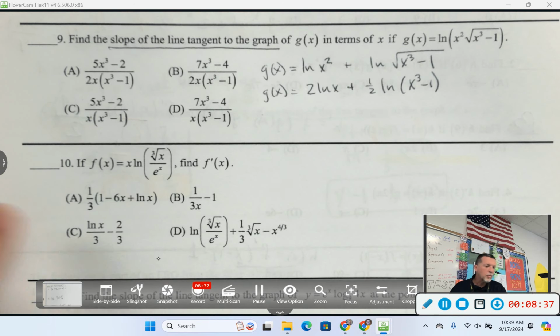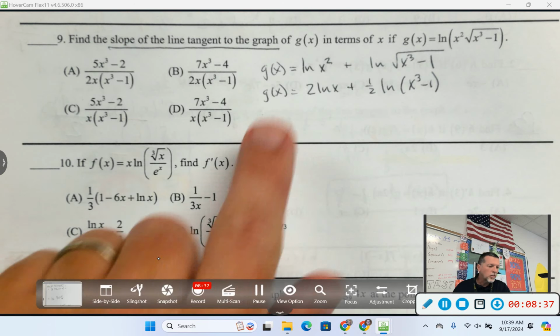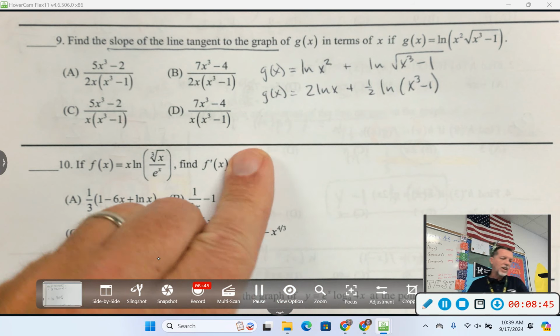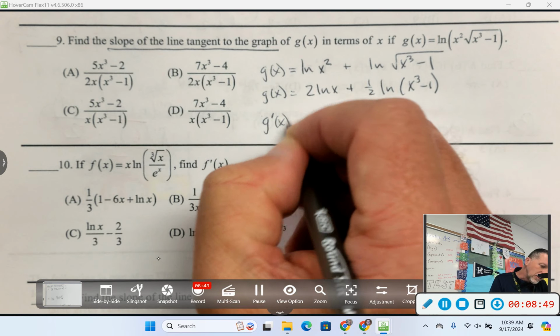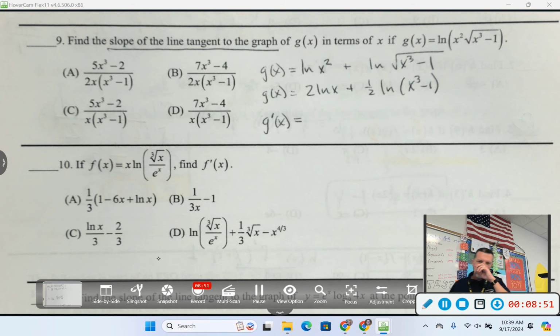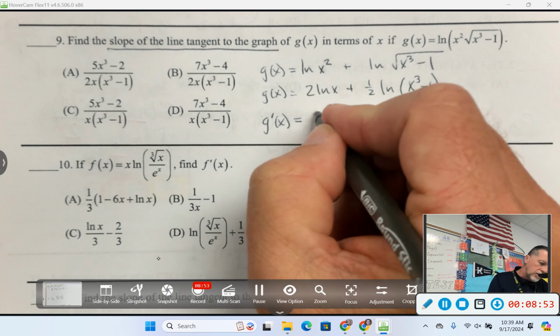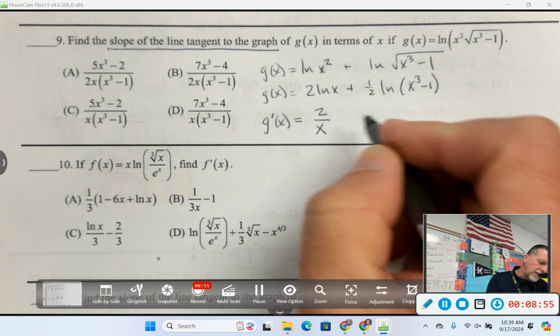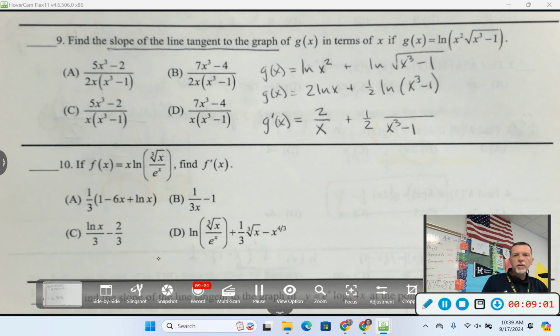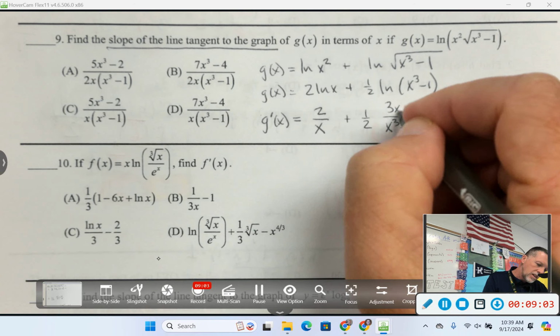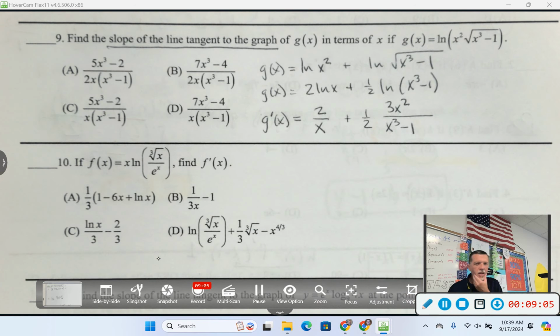And this is the importance of labeling what you're doing, not just writing stuff down, but taking the extra 2 seconds to write g of x equals. You're sort of emphasizing that I haven't taken a derivative yet. Now I'm ready for a derivative, so I will label it g prime. So 2 over x, that's an easy one, plus 1/2 times 3x squared in the top, x cubed minus 1 in the bottom.